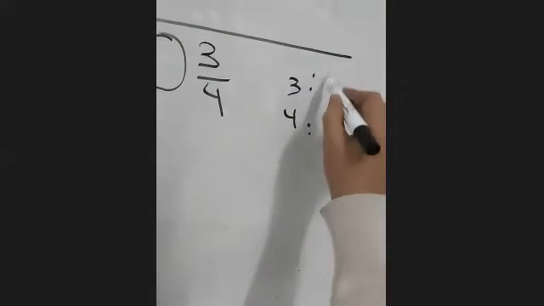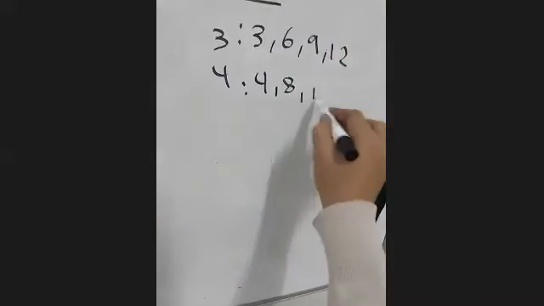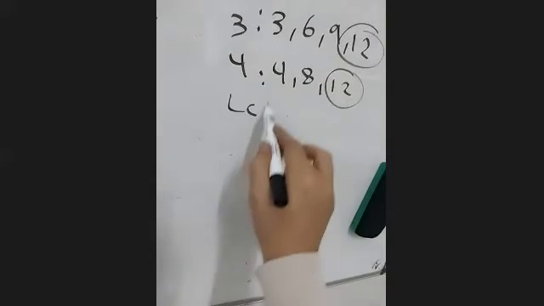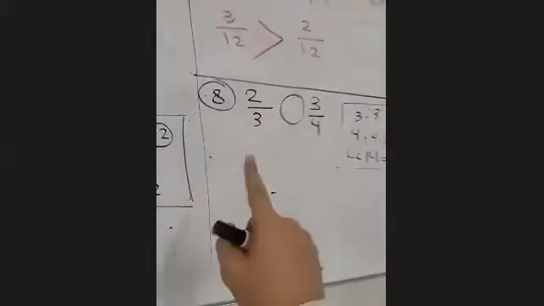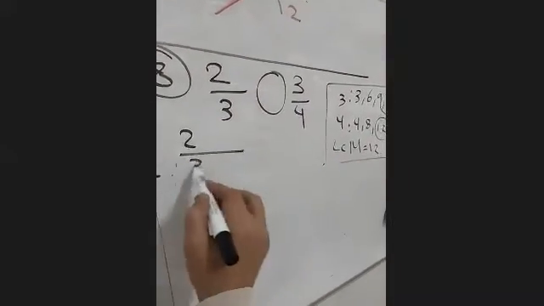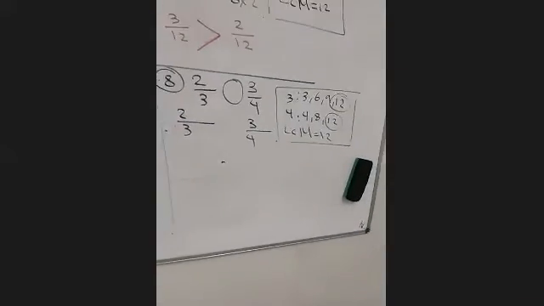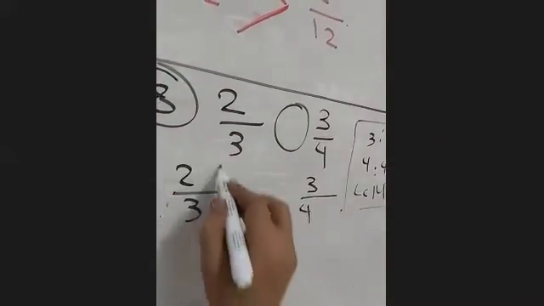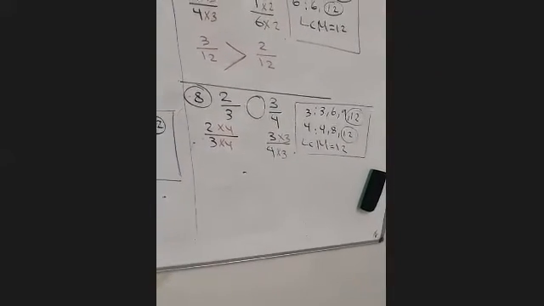Now 3 and 4, the denominators are different, so we find the LCM. For 3: 3, 6, 9, 12. For 4: 4, 8, and 12. The LCM is 12 again. What will we do? 3 multiplied by 4, so 2 multiplied by 4 and 3 multiplied by 4. And the other one, multiply by 3.